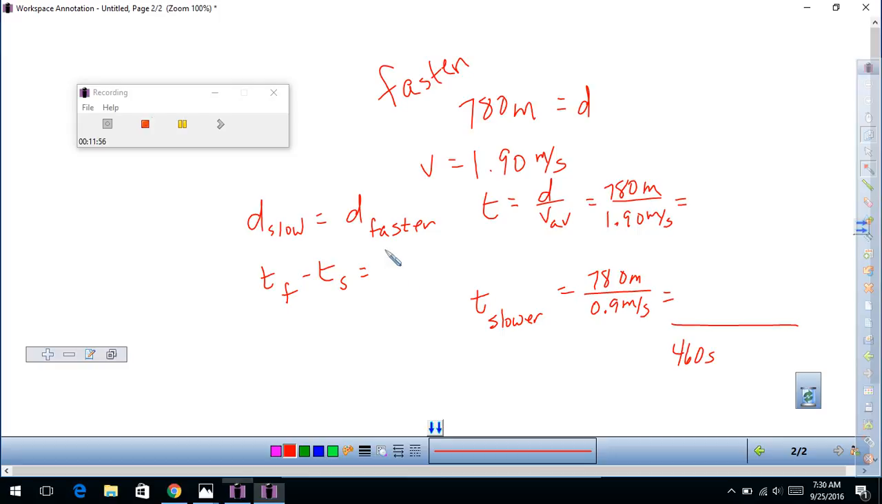Oh, no, I got it totally wrong. I said part B asked how far they would have to walk. All right, so let me stop and think about that, and then I'll come back and show you what we need to do there. My bad. Sorry about that.